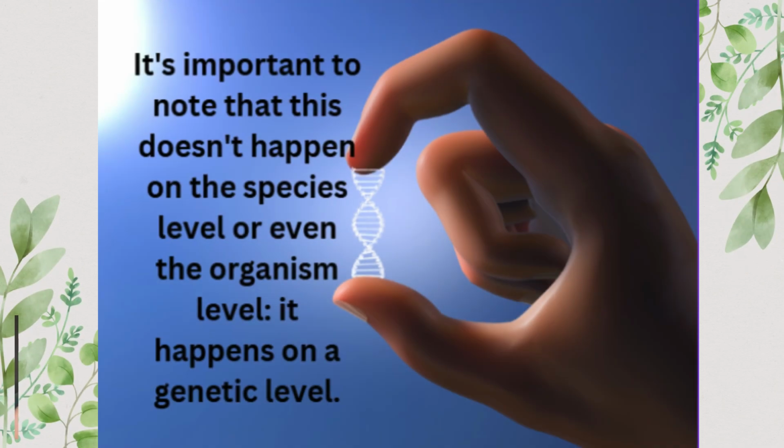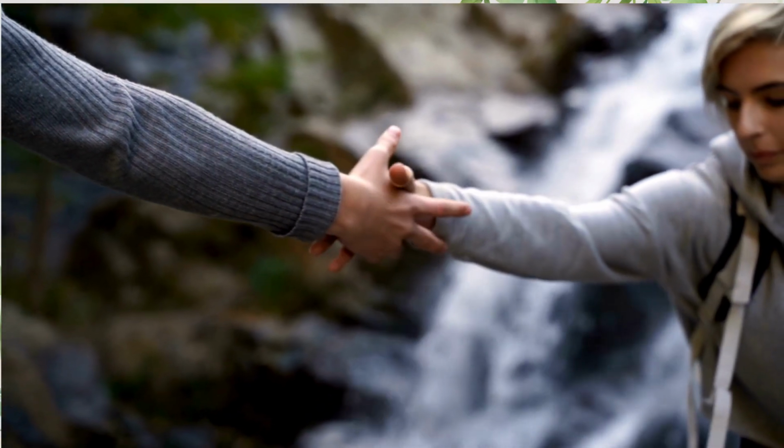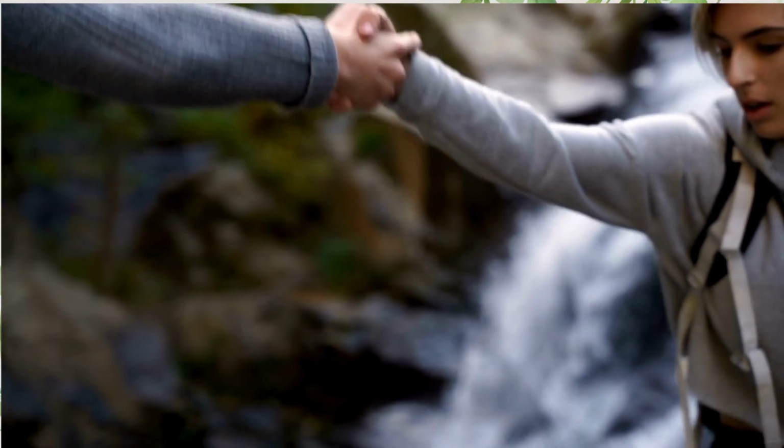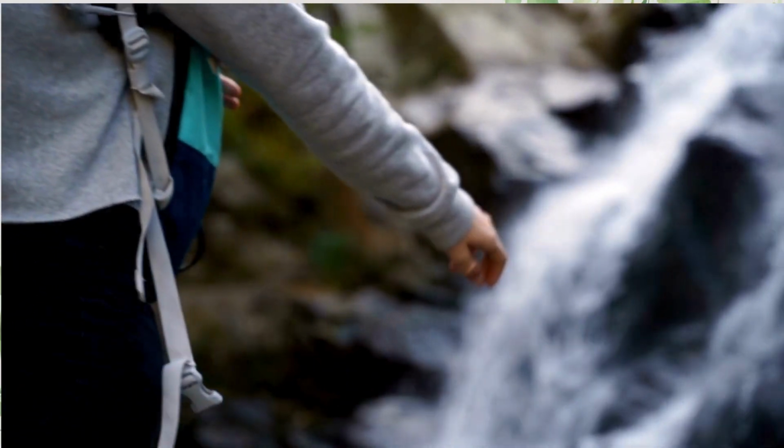Then we have the main evolutionary process, natural selection, which refers to how organisms better adapted to the environment are likelier to survive and reproduce. It's important to note that this doesn't happen on the species level or even the organism level. It happens on a genetic level. For example, a gene that makes someone more altruistic, which in turn allows fellow members of the species to survive and reproduce, is more likely to be naturally selected than a gene for self-preservation.